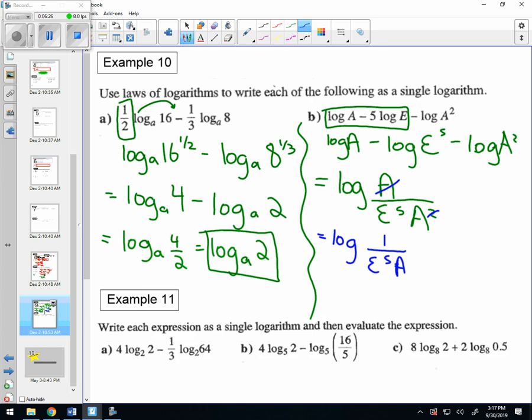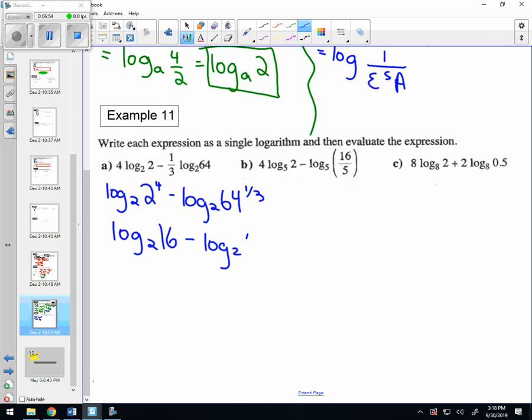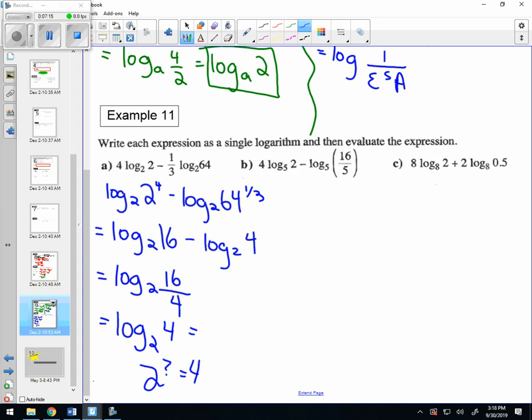All right, let's do a together, and then you can try b and c on your own. So first thing I do is bring in my coefficients. Log 2 of 2 to the power of 4 minus log 2 of 64 to the power of 1/3. Then I'm going to evaluate. I get 2 to the power of 4, I believe, is 16. And 64 to the power of 1/3 is 4. Now that I've evaluated, I can use law number 2, which says that since it's subtraction, I'm going to divide my arguments. So we get log 2 of 4. 2 to the power of what equals 4? 2. So my answer is 2.